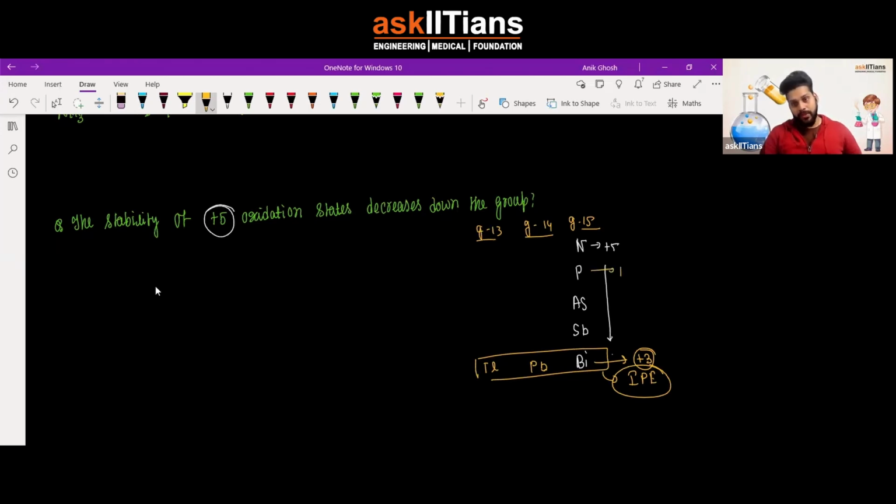So phosphorus can also show +5. Arsenic can also show +5. But from antimony onwards, you start seeing +3 as well as +5. But for bismuth, it is only +3 that we get to see.